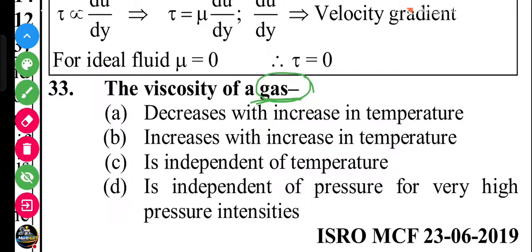For the gas, do you know what is the cause of the viscosity in gas? Please comment.